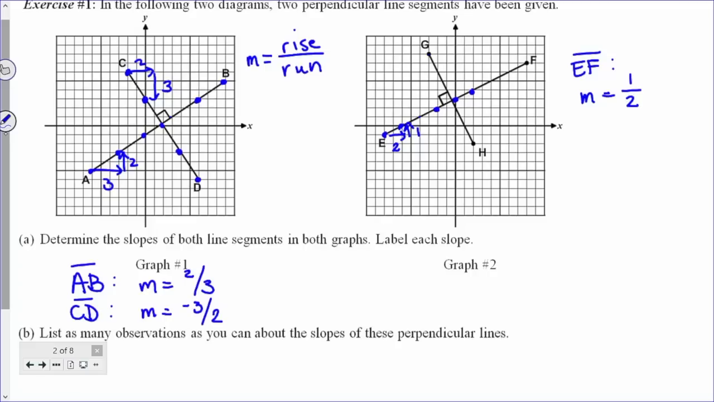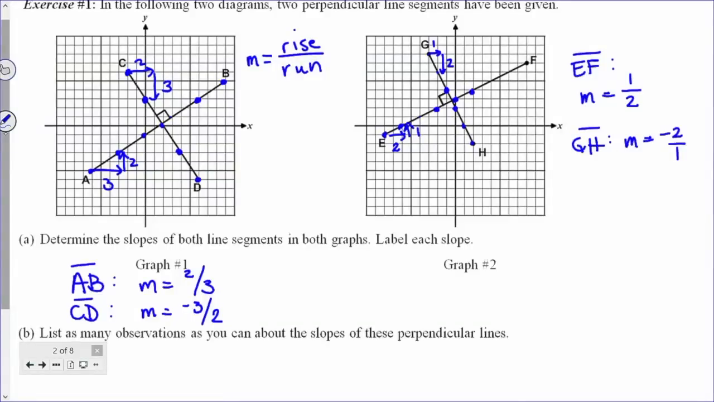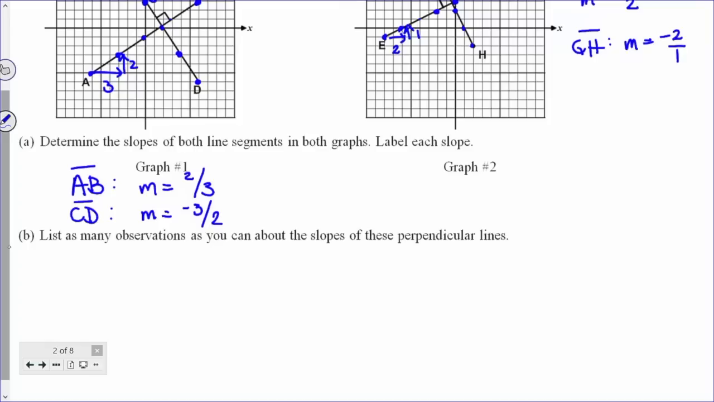Now, just like before, GH certainly looks like it's got a negative slope. Doesn't just look like it, it does. Now, a little bit trickier, for every run of 1, it's dropping 2. So for GH, its slope will be -2 over 1. Or just negative 2, but I like to keep it as negative 2 over 1 for right now to see this relationship. So let me bring these up and write them right down here so that we can compare, contrast, etc. For EF, we see a slope of positive 1/2, and for GH, we have a slope of negative 2 over 1, or just negative 2.